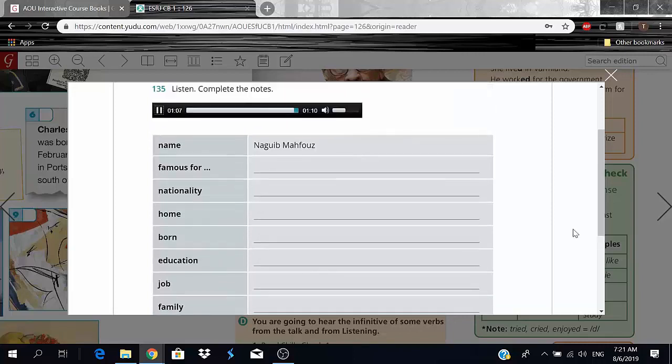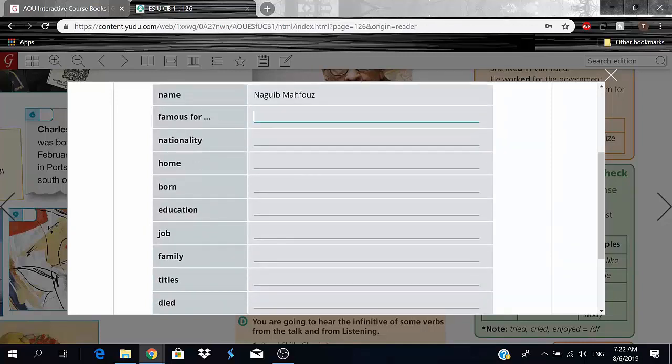Thank you. Okay, some pretty cool information about Naguib Mahfouz. So now we're gonna write some notes down, and we know that he was a novelist, so he was famous for, we'll write down novels and short stories. And we could also say won Nobel Prize in 1988, and full stop. And his nationality, obviously Egyptian. And his home, she said that he lived in Cairo his whole life.